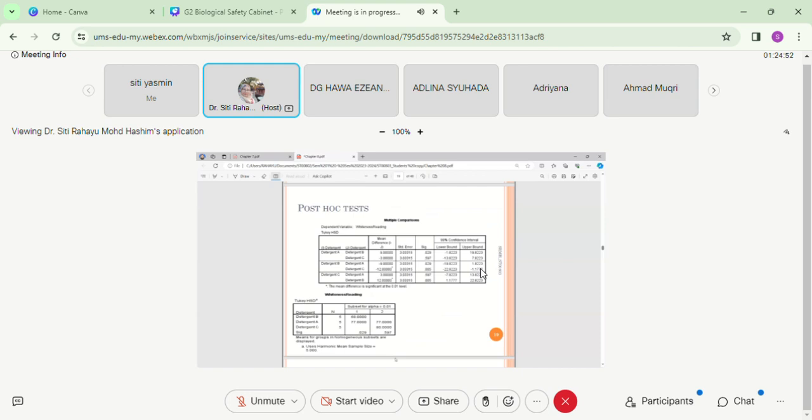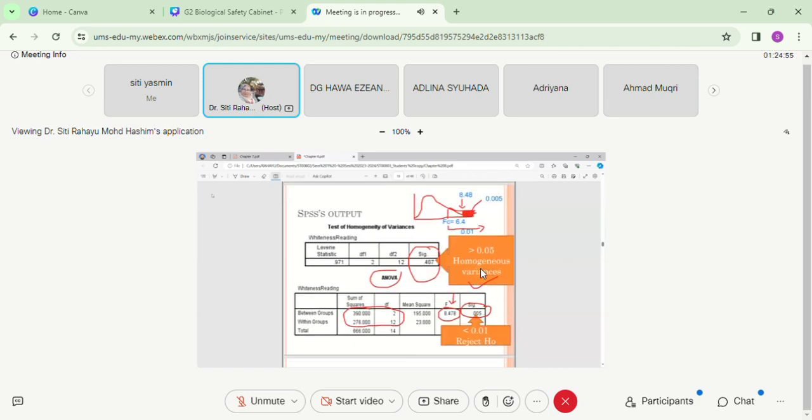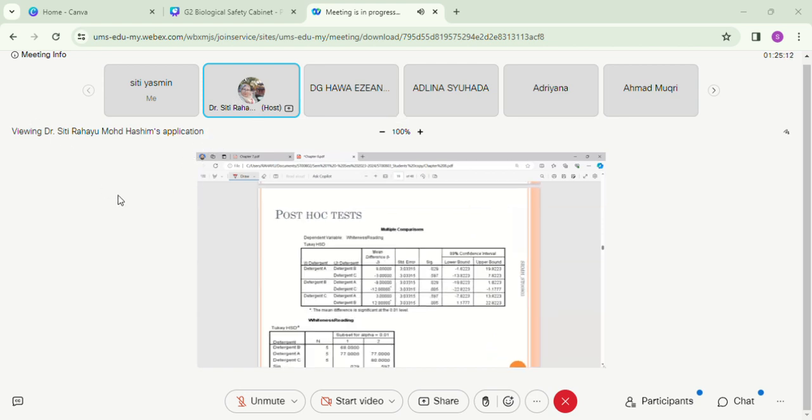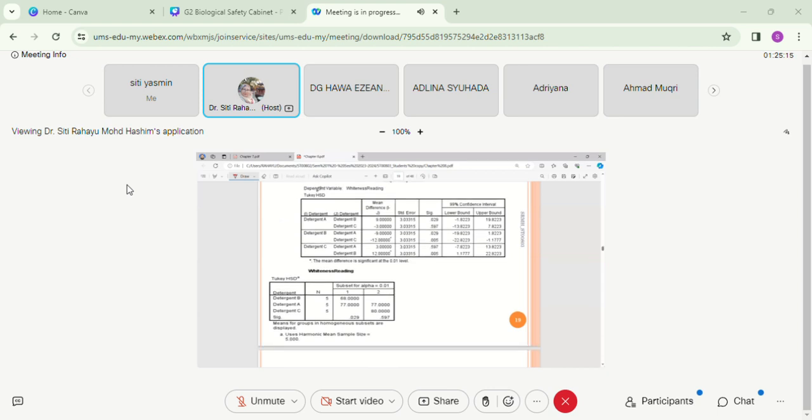Now, since there is a significant difference between the detergents, I need to find which detergent is the best and which detergent is the worst. From here, we can see that this is a multiple comparison. I choose the Tukey HSD. What you need to look at is the significant values here, and then you need to check which one is significant.